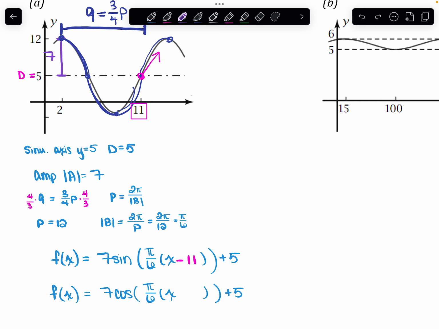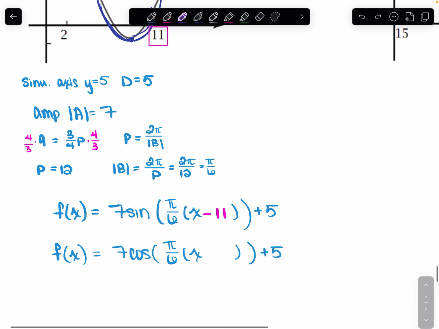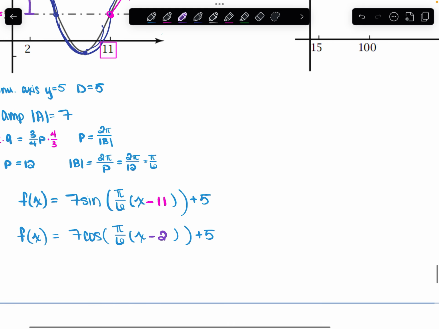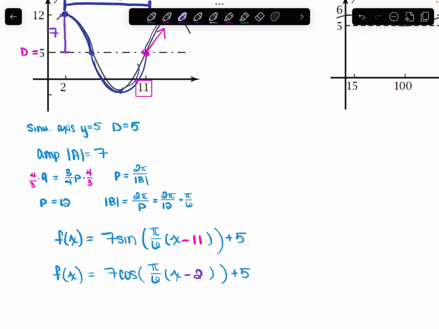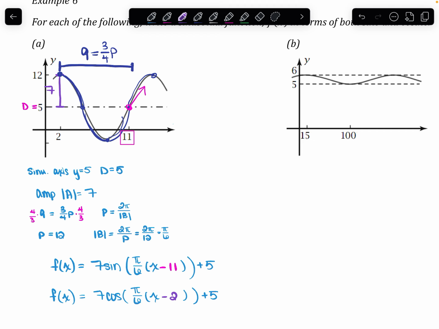All right, cosine. Cosine starts at a high point. So if I look at my graph, my high point right here is at 2. So that would be a right shift 2, so I would put a minus 2 in. So both of those are correct. So just pay attention. If it says give it in terms of sine, you have to give it in terms of sine.